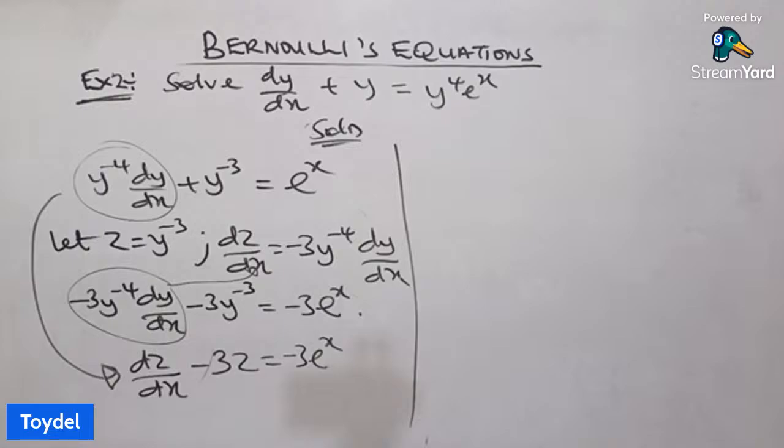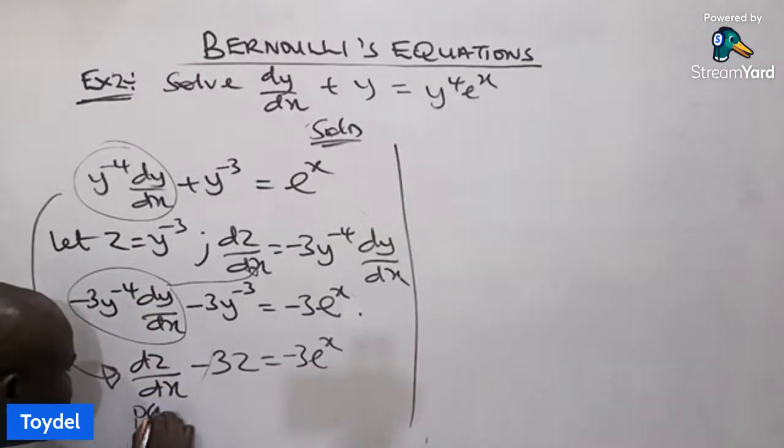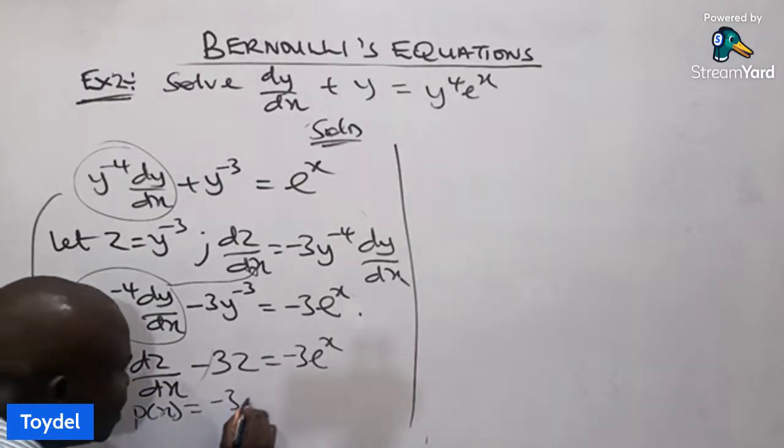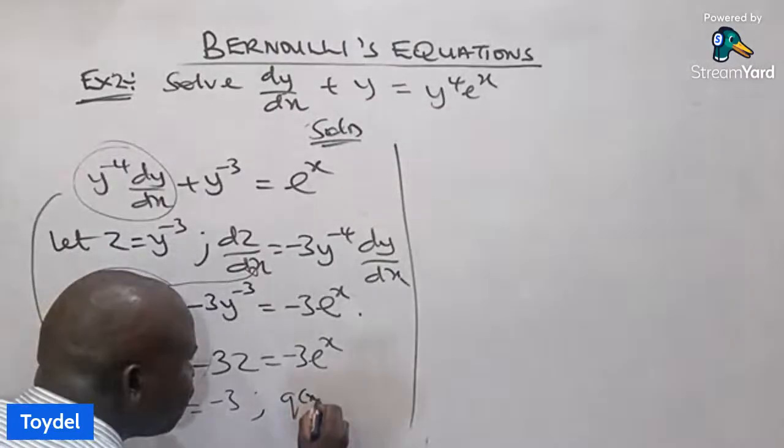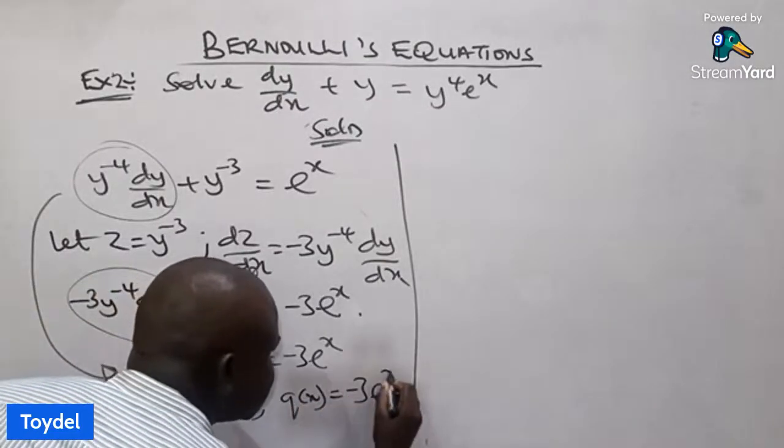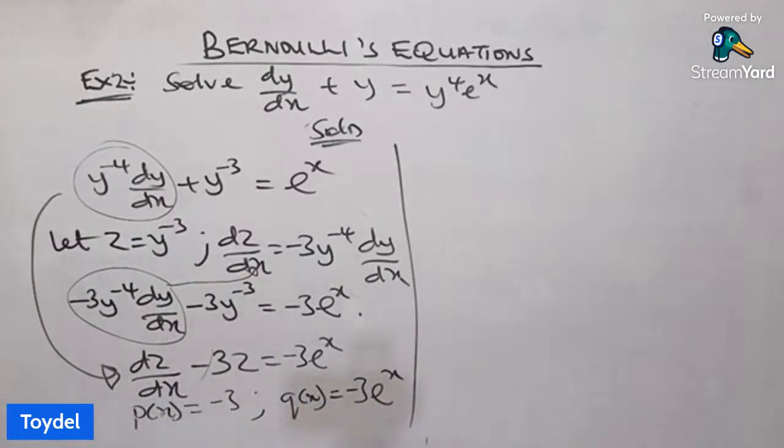So when we are doing a binomial equation, the first thing is that we should find a way of reducing that binomial equation to a linear equation. If you are able to do that successfully, then we have little or no problem. Then we identify p of x. P of x is minus 3, and q of x is equal to minus 3 exponential x.